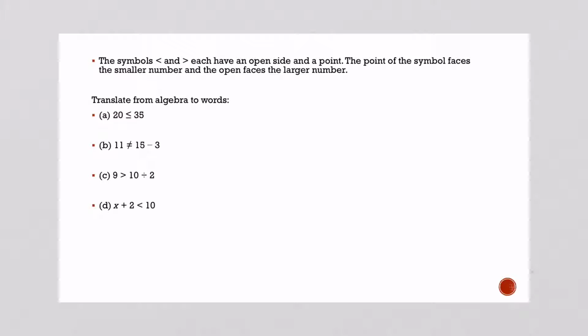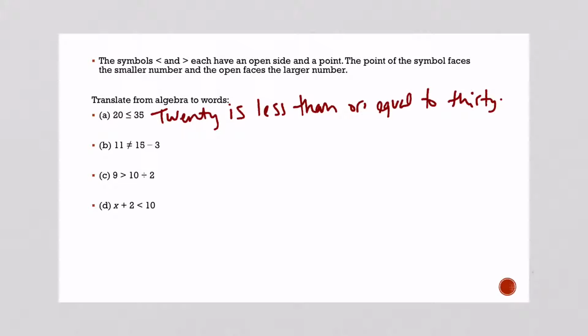Okay, so for problems like these where we're translating from algebra to words, it's really important that you use the word is. 20 less than 40 means 40 minus 20, but if you say 20 is less than 40, then you have to use an inequality symbol, like this one on part A. This you would say as 20 is less than or equal to 35.